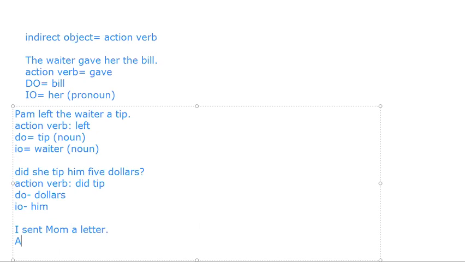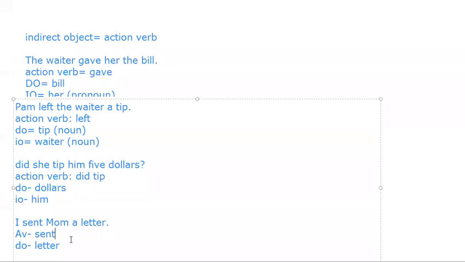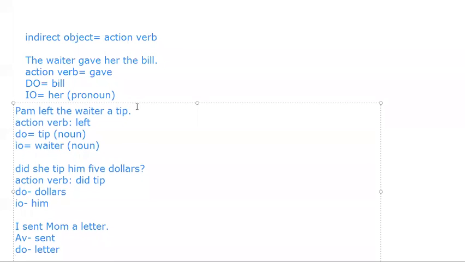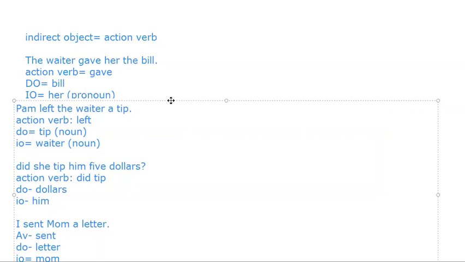So my action verb again would be sent. Okay. For who did you... What did you send? My DO would be the letter. Okay, because you sent the letter. And for whom did you send the letter? For mom. Okay, it'll be for mom. So your IO would be mom. Okay, and that would be how to answer these things.